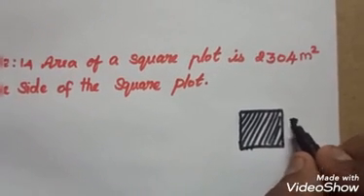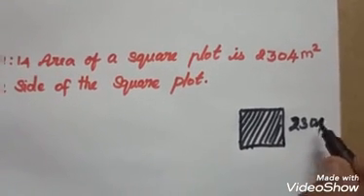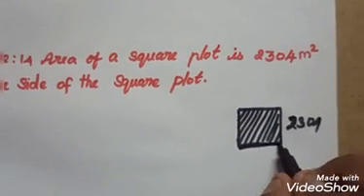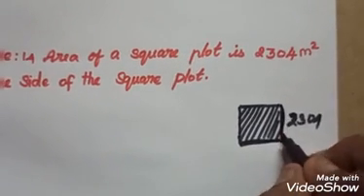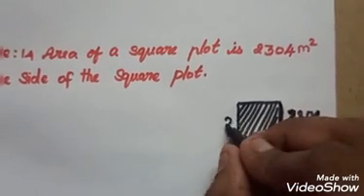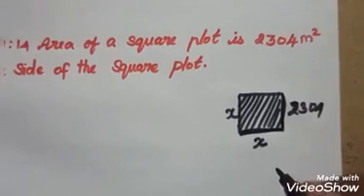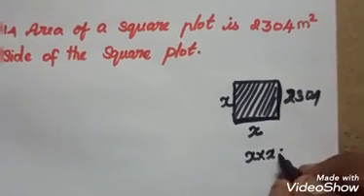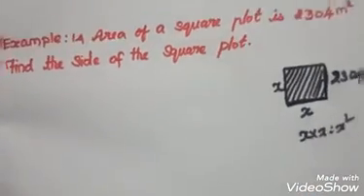So total area how much? It seems to be 2304. How do you get it? You don't know the side. You don't know the side. If you take this side as x and this side as x, what is the area of a square? Side into side, that is x square. So listen.